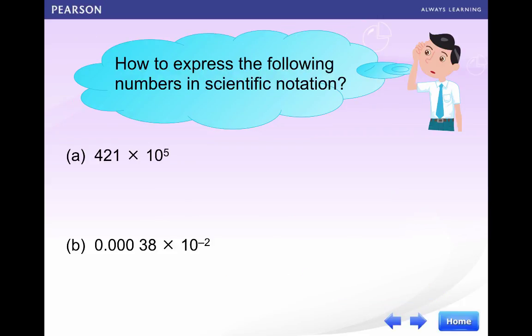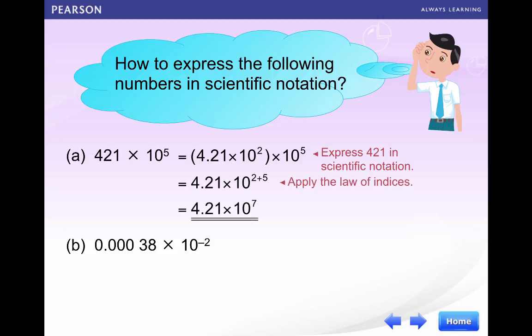We have another question. How do you express the following in scientific notation? For part A, 421 times 10 to the power 5. Remember, this one is not in scientific notation because the term 421 is not between 1 and 10. We have to change it. We write 421 in scientific notation as 4.21 times 10 squared, times 10 to the power 5. Then we multiply 10 squared and 10 to the power 5, so we get 4.21 times 10 to the power 7.